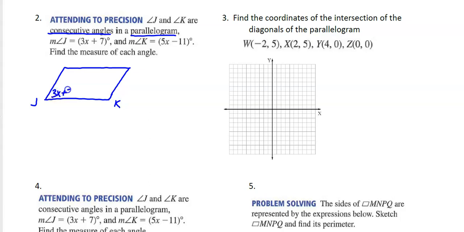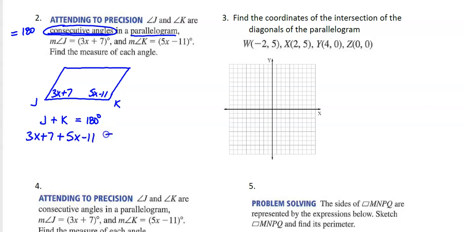If J is 3x plus 7 and K is 5x minus 11, what do they have to do? They're not equal to each other. Remember, consecutive angles have to add up to 180. So I'm going to make J plus K equal 180 degrees. When I add those two up, I have 3x plus 7 added to 5x minus 11.